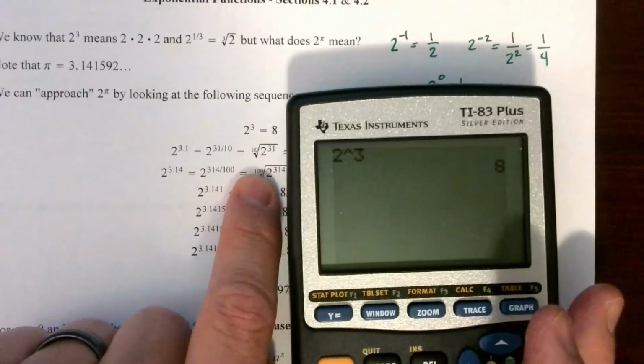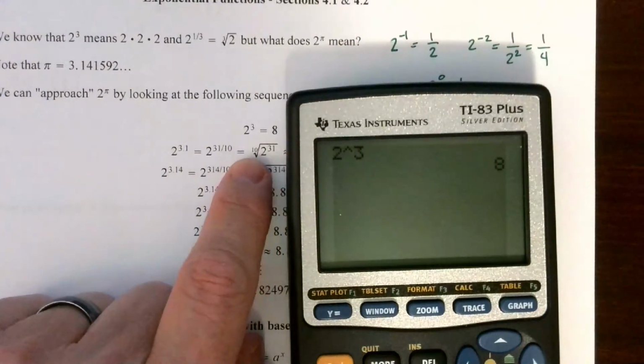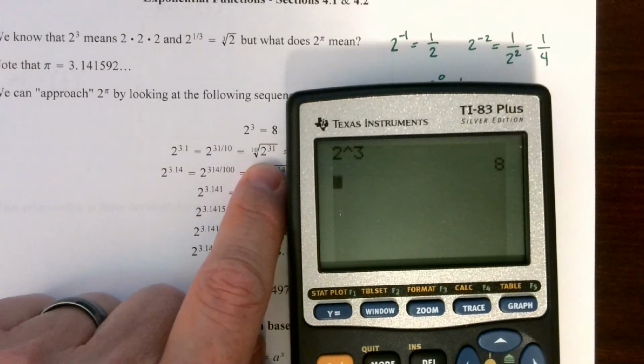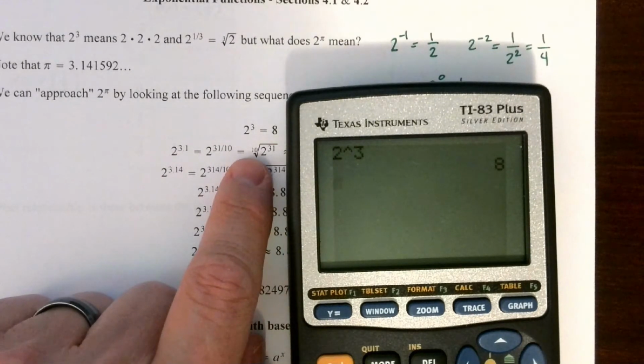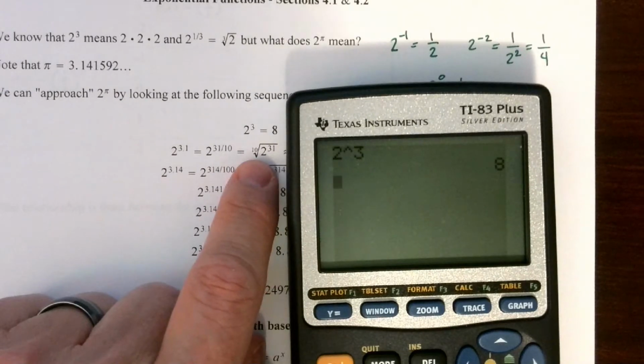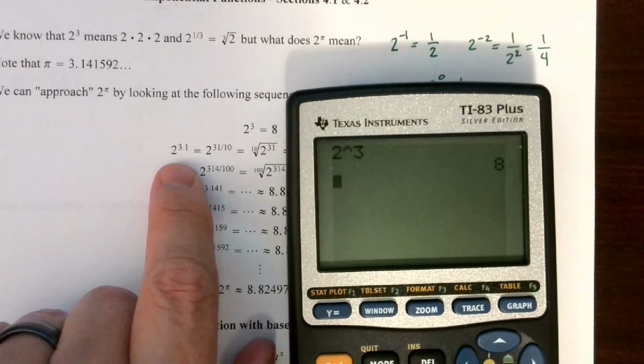Well, that means take 2 to the 31st power and then take the 10th root of that. Now, if I'm going to take 2 to the 31st power, that's an awful big number. That's 2 times itself 31 times. And then after that, I've got to figure out the 10th root of that huge number, which means I need to find the number that if I multiply it by itself 10 times, I get that huge number. Now, the process of doing that without a calculator would be daunting, we know, but at least we understand the process. We know what it's going to be, so we understand what it means to say 2 to the 3.1 power.